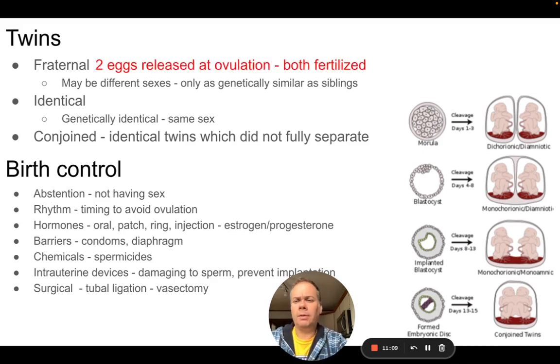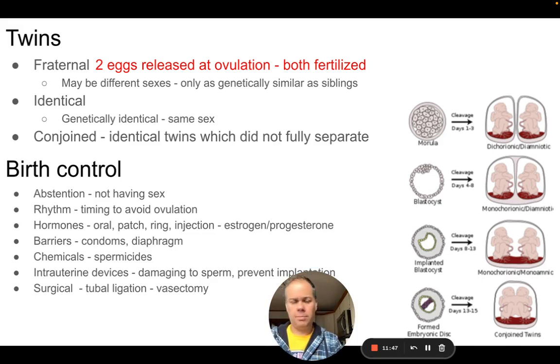To finish up, twins. We all know twins can be formed in a couple of different ways. Fraternal twins are formed when a woman is ovulating, and instead of just releasing one egg, she might release two eggs. If both of those eggs get fertilized, they can both start to develop into an embryo, and then there will be two embryos, two fetuses. And because those two embryos came from two different egg cells and two different sperm cells fertilized them, they are going to be fraternal.